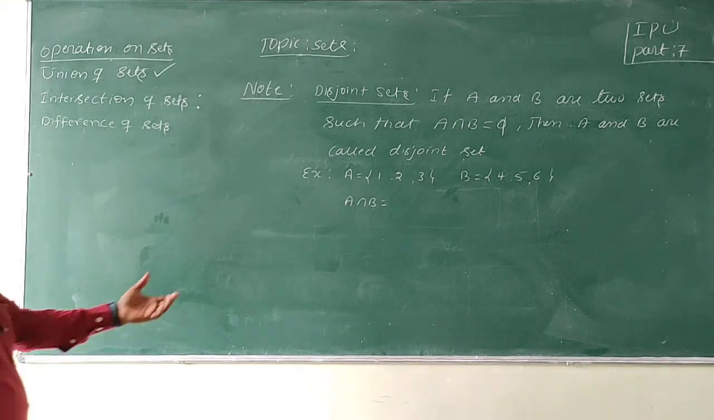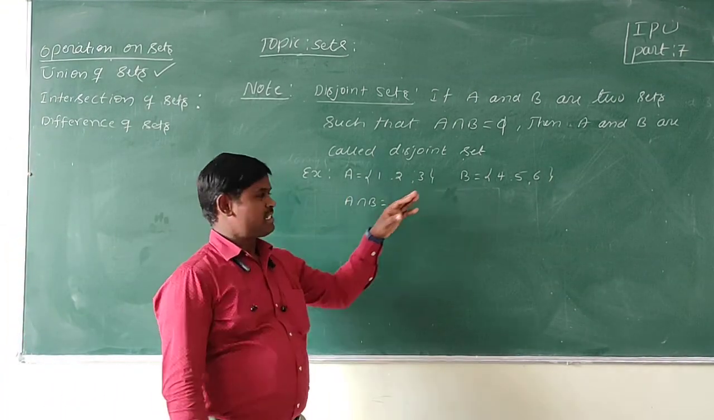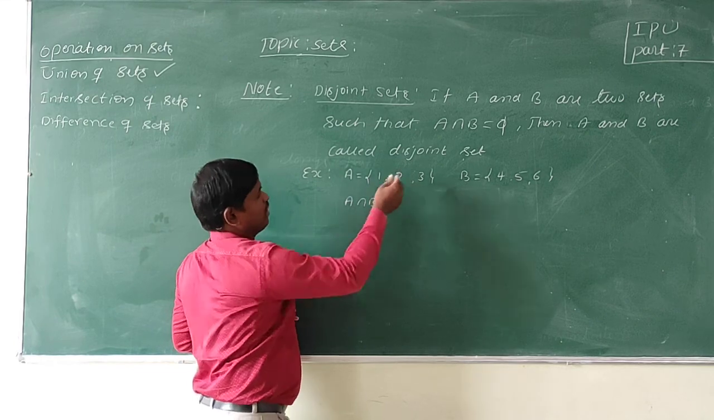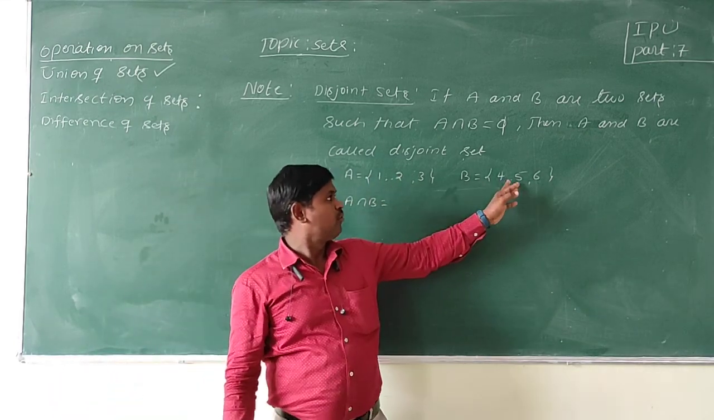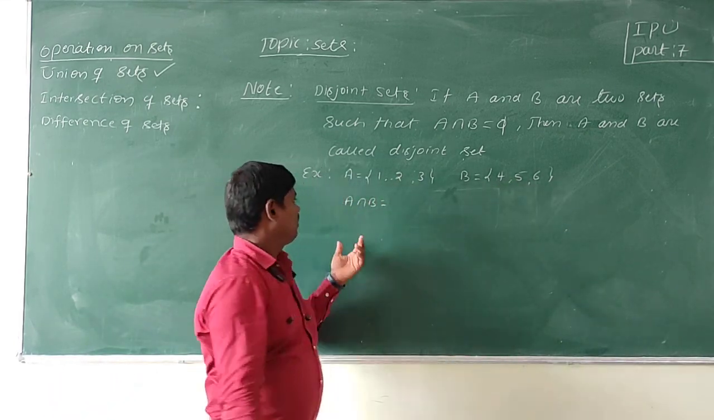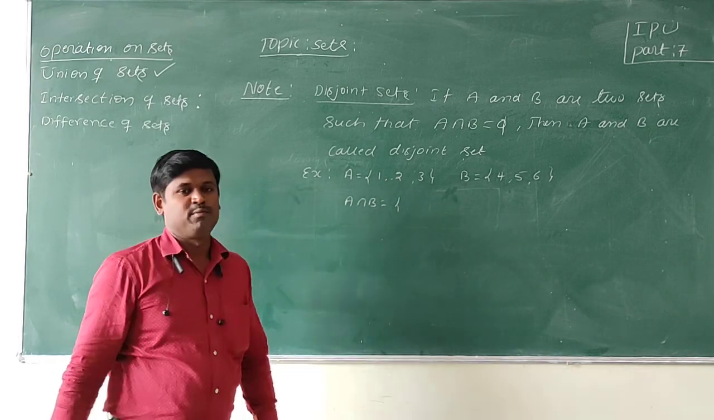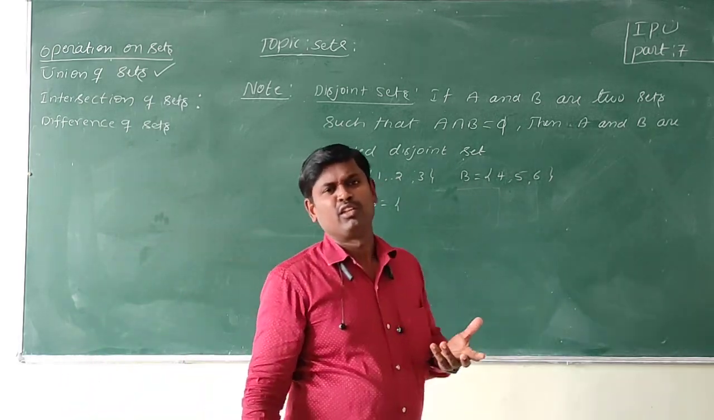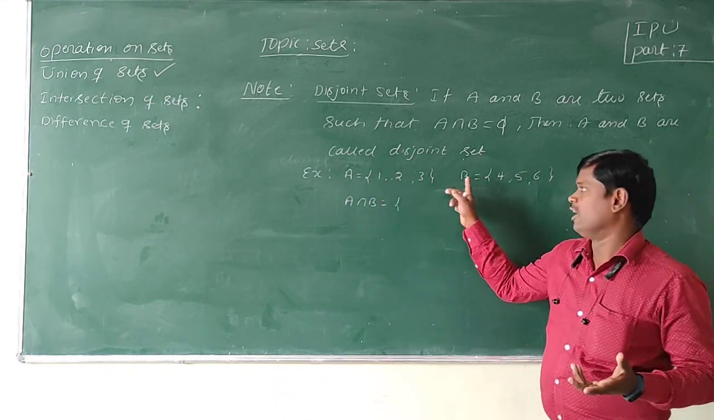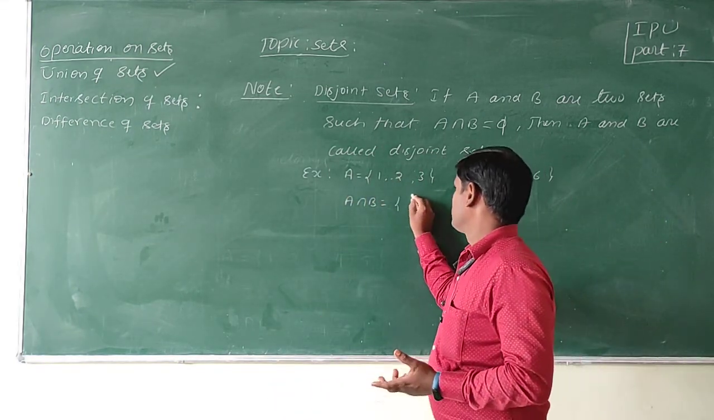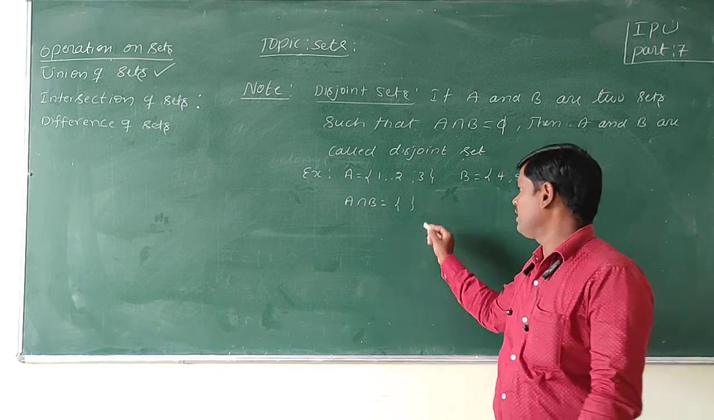So, going back, A and B are the two sets. Set A consists of the elements 1, 2, 3, and set B consists of the elements 4, 5, 6. Now, A intersection B: are there any elements which belong to both sets A and B? No. There is no common element in A and B. Therefore, this is the null set.